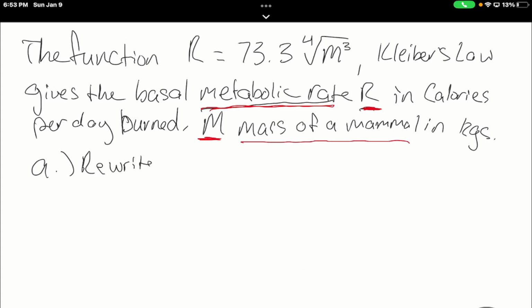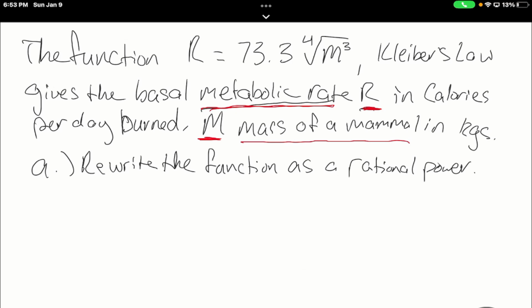rewrite the function as a rational power. We saw that, right? So that means take whatever the radical is, in this case, the fourth root of m cubed, and change that part into a rational power form. Okay, so 73.3 isn't involving a radical whatsoever. I'm just going to recopy it down. I'm going to put 73.3 here.